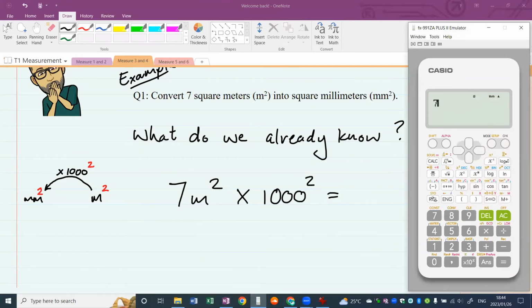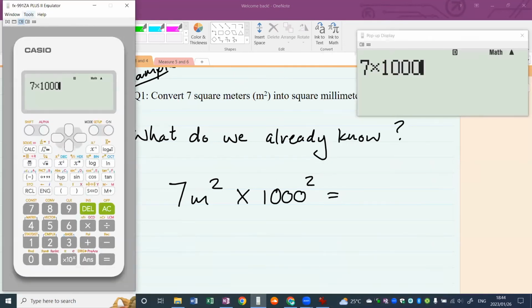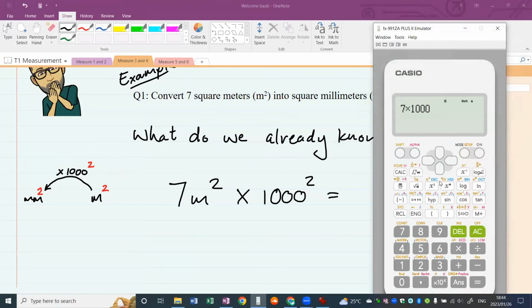How does it look on the calculator? So it's 7 times 1,000. And then here, there's a button. I don't know if you can see it. Let me try and make this bigger. I've got a little tool here. There we go. So look at the screen there. This is the big version of the screen. And right here, there's a button called X squared. That's the square button. You press that and it puts a square on any number you want. And you press equals.